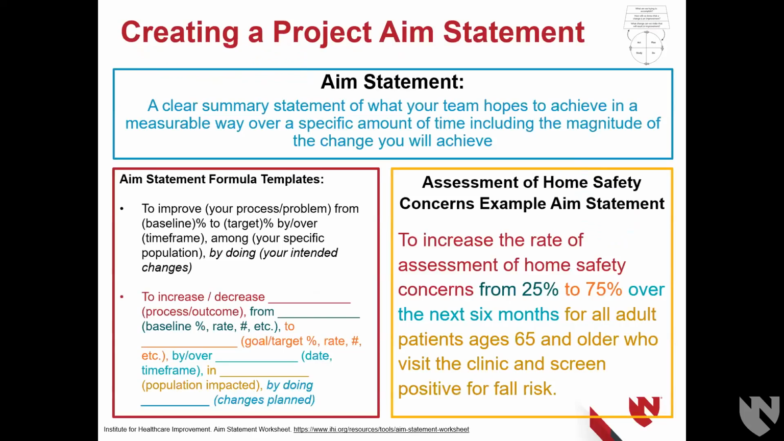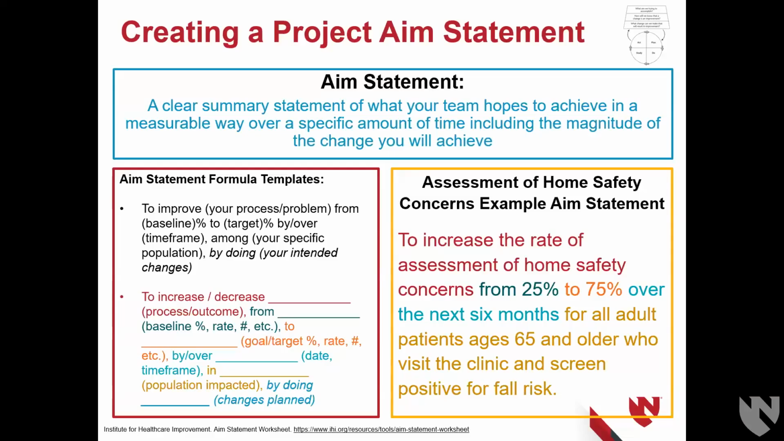So once a specific problem or issue that you want to address has been identified, in this particular case we're looking at the example of conducting an assessment of home safety concerns in the clinic, your team can then establish an aim statement to help guide your overarching improvement efforts. An aim statement is a clear summary statement of what your team hopes to achieve in a measurable way over a specific amount of time, that will hopefully include the magnitude, or the degree or extent, of the change that you hope to achieve. This statement serves as an overarching guide for your work and importantly helps to establish what success looks like for your improvement efforts.